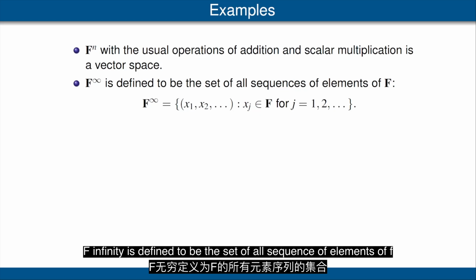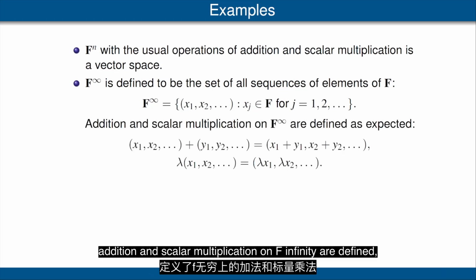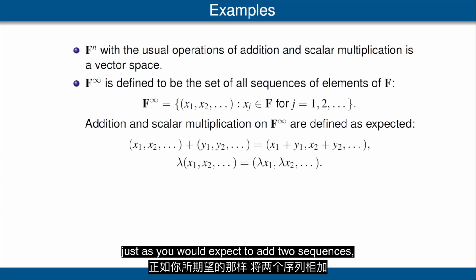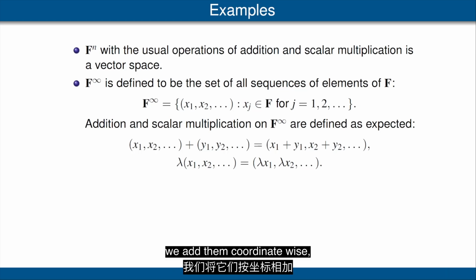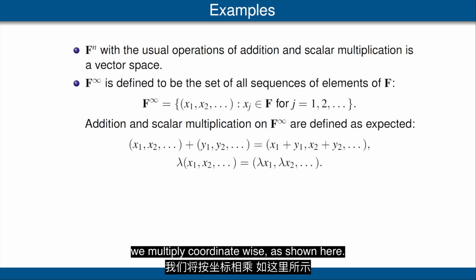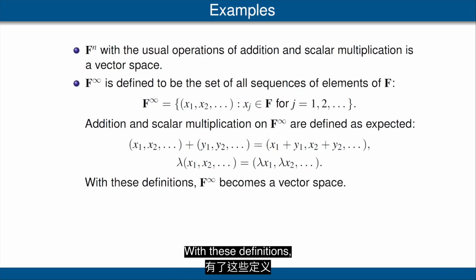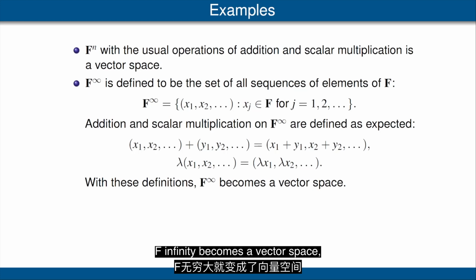F infinity is defined to be the set of all sequences of elements of F. Addition and scalar multiplication on F infinity are defined just as you would expect. To add two sequences, we add them coordinate-wise, and to multiply a sequence by a scalar, we multiply coordinate-wise, as shown here. With these definitions, F infinity becomes a vector space, as you should verify.